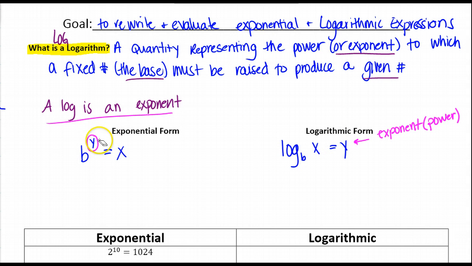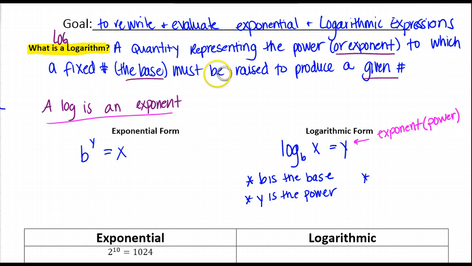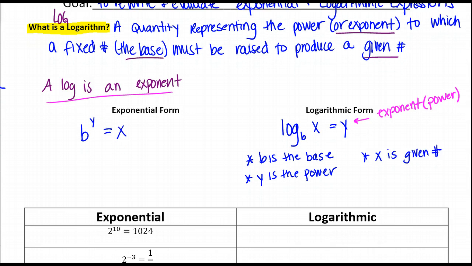And all of these numbers relate to each other. So I know that b is the base, y is the power, and then we had that given number up here, right? Must be raised to produce a given number. Well, x is that given number. We want to know, b is the base, what power do I need to get to that number? That's really what I'm asking myself.